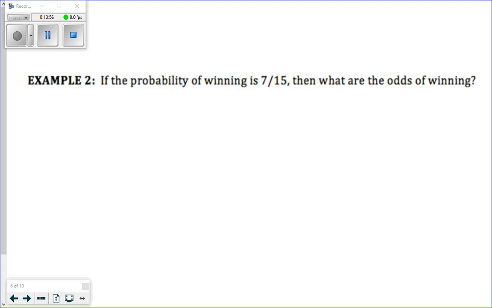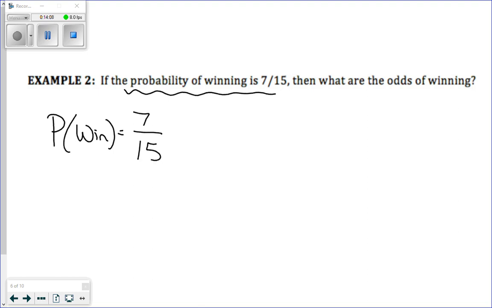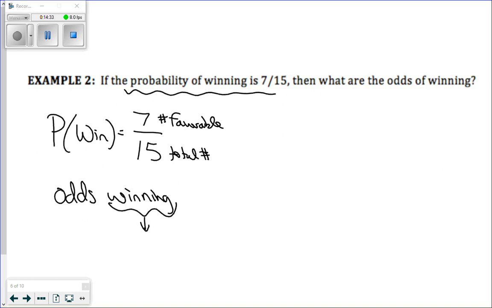So read every single word. The probability of winning is 7 over 15. So this is number of favorable over total number. Okay, slow down. This isn't hard, you just got to slow down. What are the odds of winning? When you're doing odds of winning, the winning number has to come first. So how many wins do you have? 7.